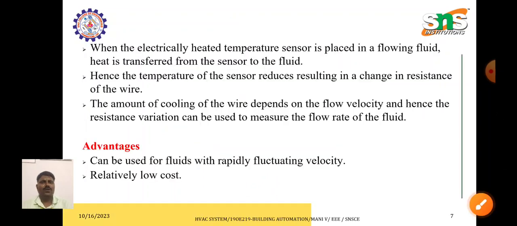When electrically heated, the temperature sensor is placed in a flowing fluid. The heat is transferred from the sensor to the fluid, so the temperature of the sensor reduces, resulting in a change in resistance of the wire. The amount of cooling of the wire depends on the flow velocity, and hence the resistance variation can be measured to determine the flow rate of the fluid. What is the advantage? It can be used for fluids with a rapidly fluctuating velocity and is relatively low cost.